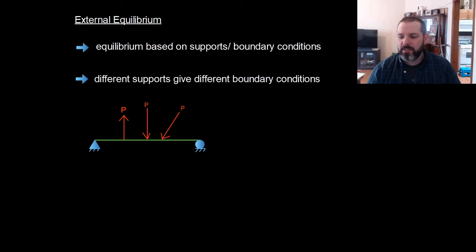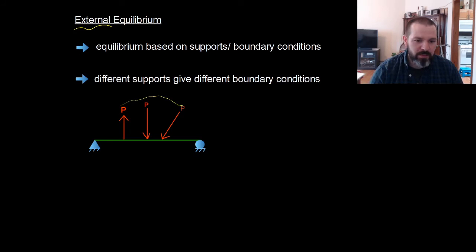Now, let's talk about equilibrium. If something is in static equilibrium, it means that every portion of the beam is not moving. So for something to be in static equilibrium, it needs to be in external equilibrium and it needs to be in internal equilibrium. External equilibrium is based on supports or boundary conditions. Different supports give different boundary conditions. So I'm going to go back to the simply supported beam. I have some set of random loads on top, and I have a pin and a roller.